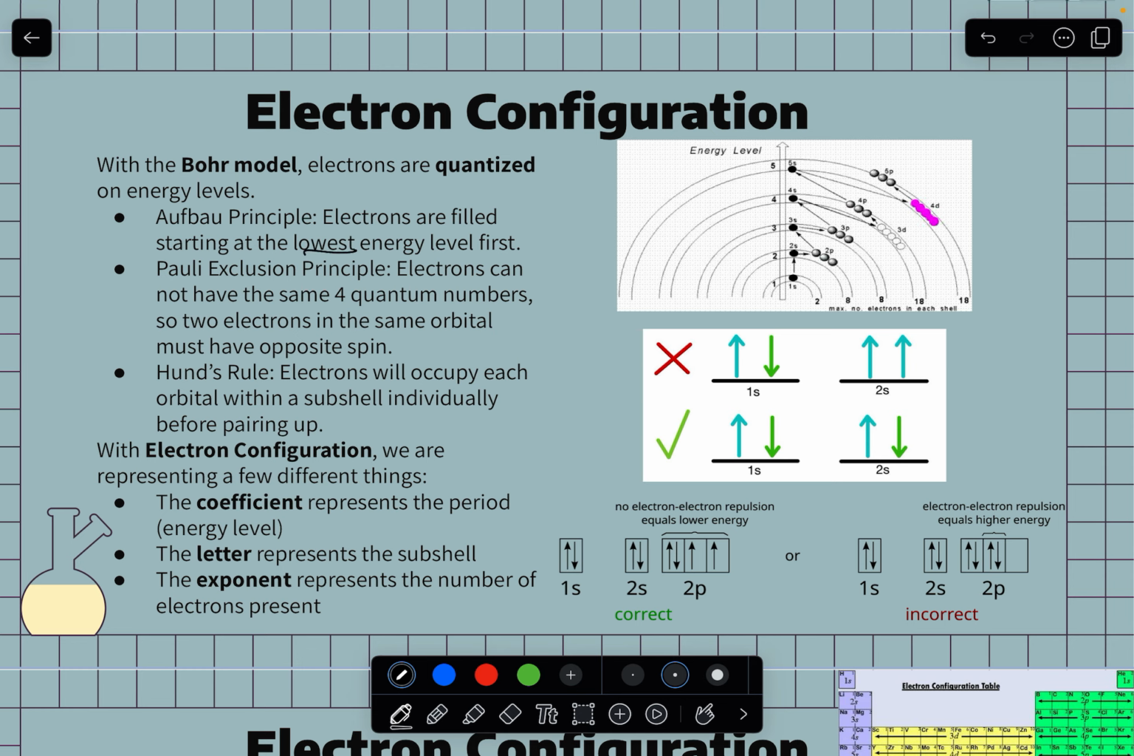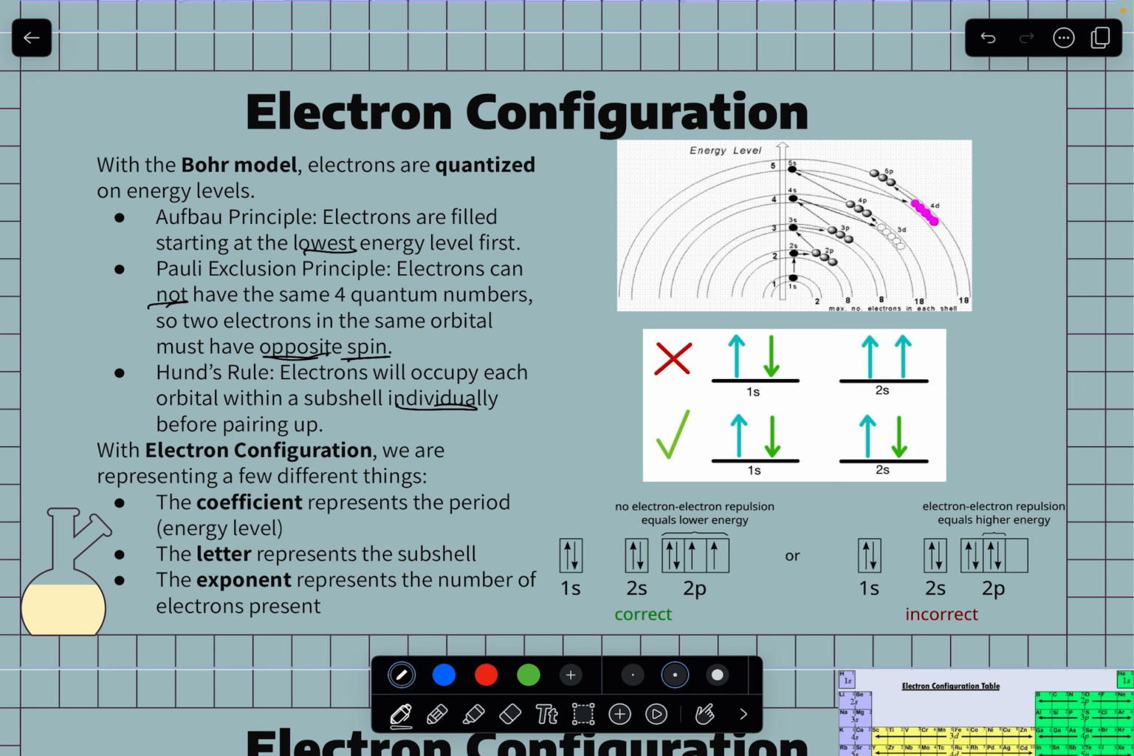Pauli exclusion principle is that electrons cannot have the same 4 quantum numbers. They have to be different. So that means that if they're in the same orbital, they have opposite spin. And then Hund's rule says that electrons will occupy each orbital within a subshell individually before pairing up.